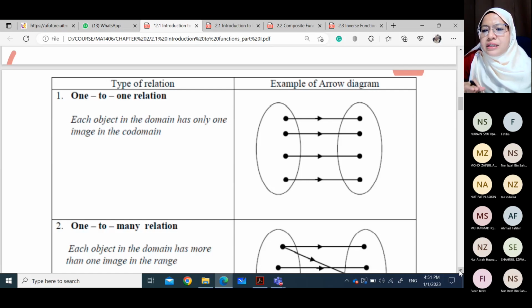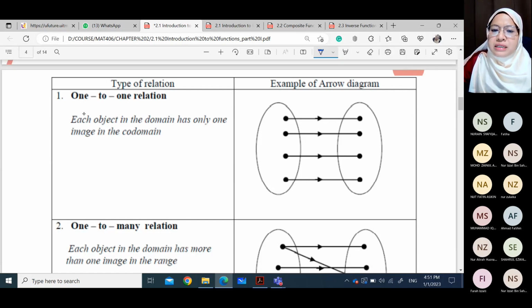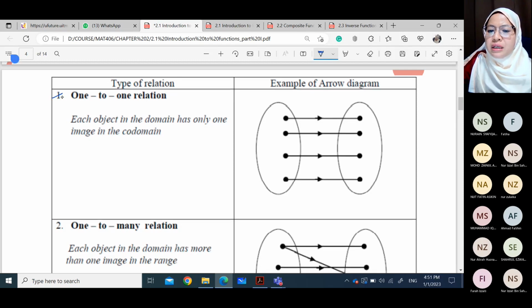So in a relation, we have about 4 types. The first one is a one-to-one relation. So apa maksud dia? Each object in the domain has only one image in the codomain. So maknanya satu objek, satu image. Ini kita panggil sebagai one-to-one.